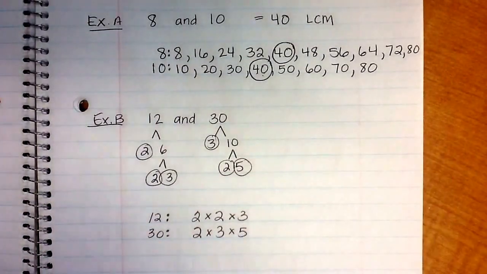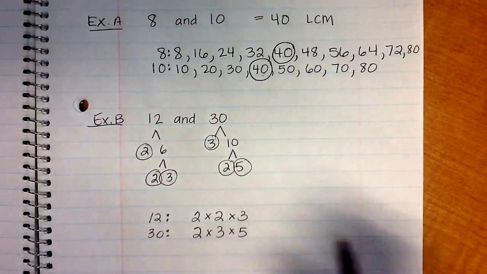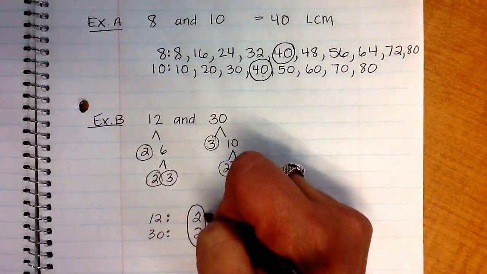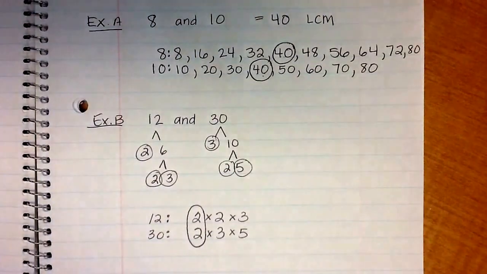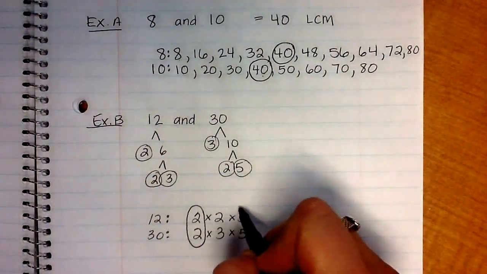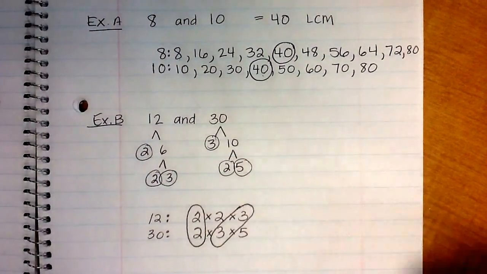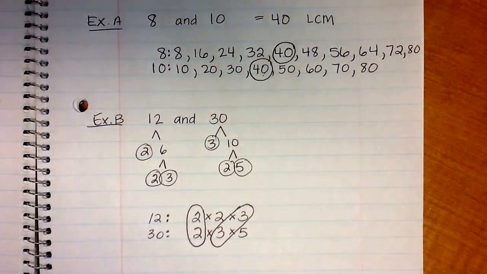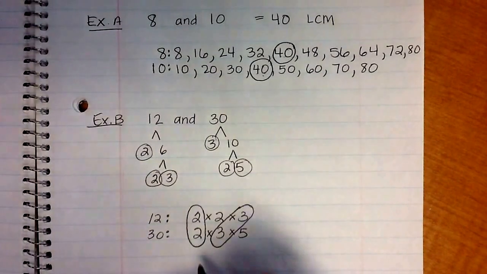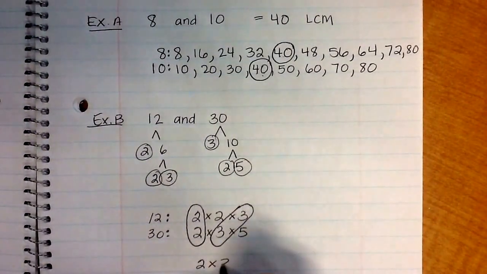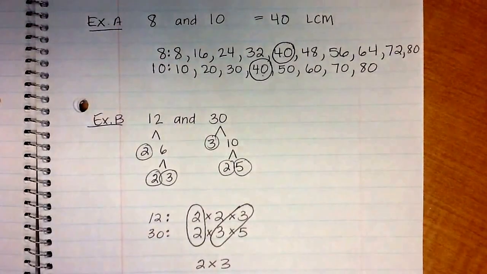So in this method, there's two steps. Now that I have the factor, the first step is to look at what they have in common. This is the common part. So they both have 2 in common. And they both have 3 in common. So I'm going to take the 2 and the 3, this pair of 2 times the pair of 3.